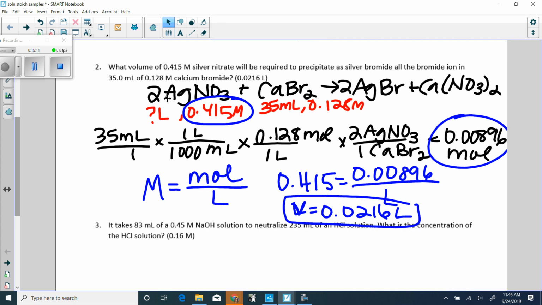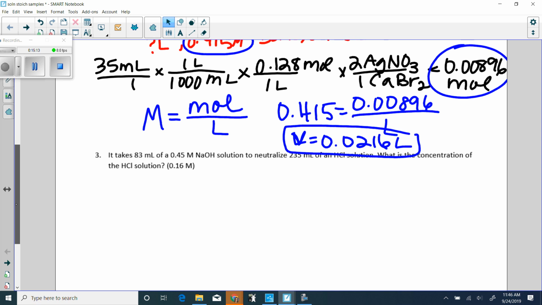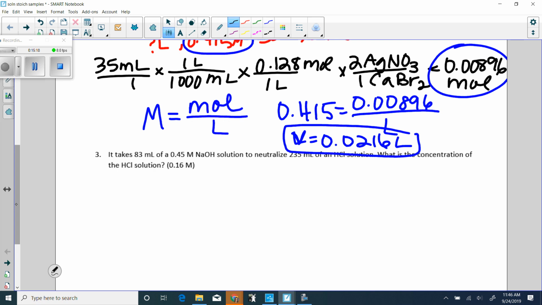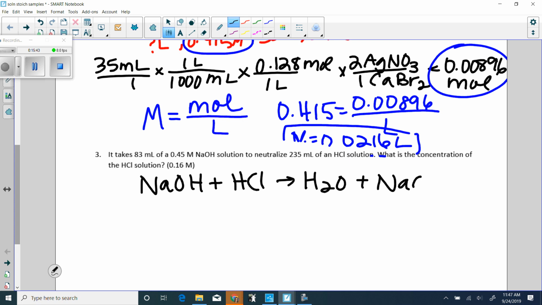What if we had to solve for molarity? Well, then you just put the opposite. Pretty much, it takes 83 milliliters of 0.45 molar sodium hydroxide. Sodium hydroxide is a strong base. Neutralize, remember, means react in an acid-base problem. Hydrochloric acid is a strong acid. Hydrochloric, hydrobromic, hydroiodic, chloric, perchloric, sulfuric, and nitric. Make salt water.